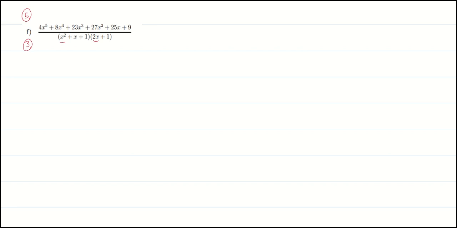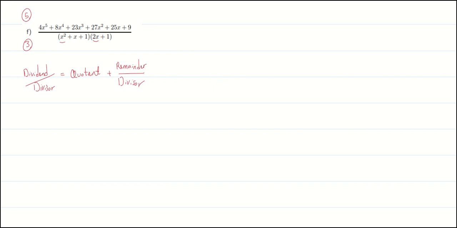So in other terms, we can say that our dividend divided by our divisor would be equal to the quotient plus the remainder over our divisor. Now you just have to divide the expression on the top by the expression on the bottom.